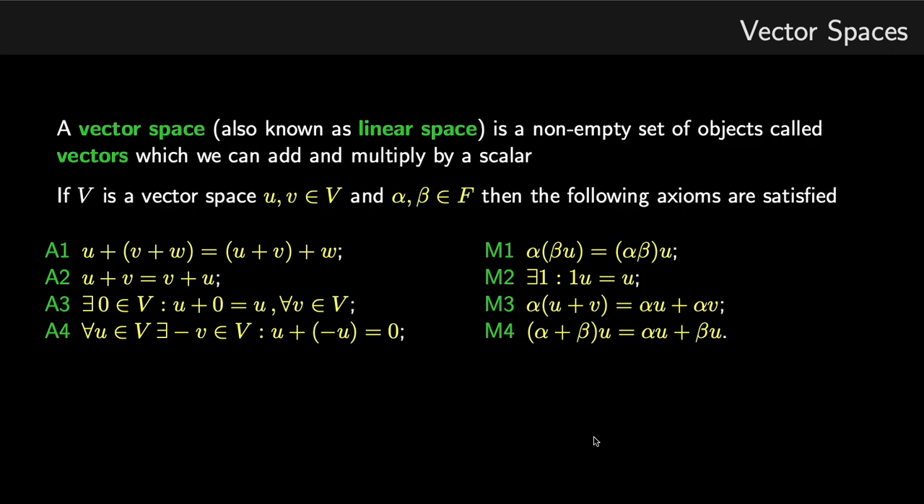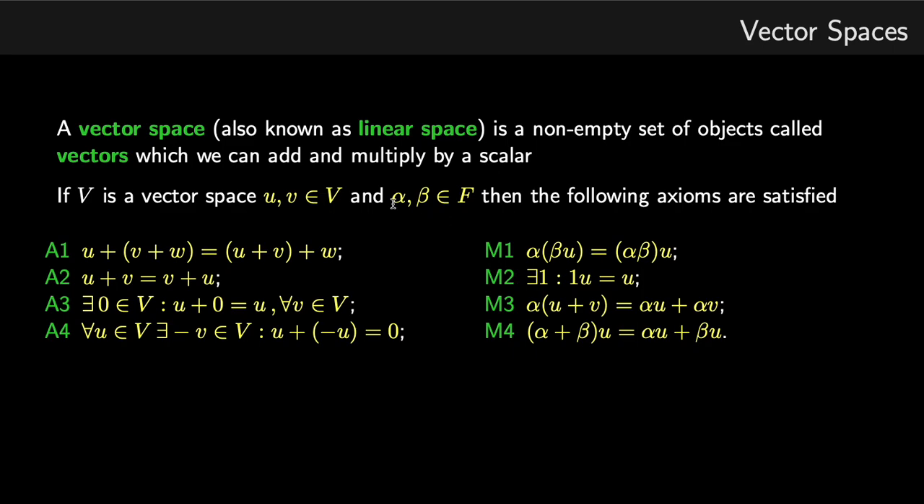Now, if V is a vector space and we have any objects u and v which are members of V, and we have any scalars, alpha and beta, which are members of F. Now F is a field. A field is simply a set of all objects for which a binary operation exists. For now, just think of F as being the set of real numbers.